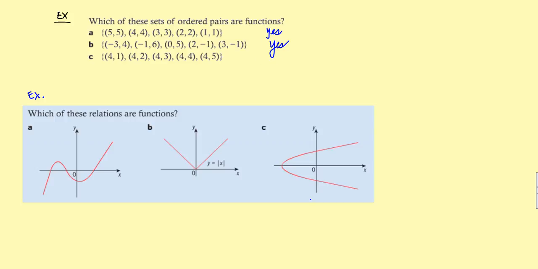And that's a one to many. And a one to many is a no. So a one to many tells me that I do not have a function. So this one would be no. So the third one is a no.